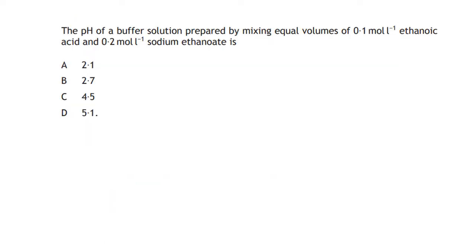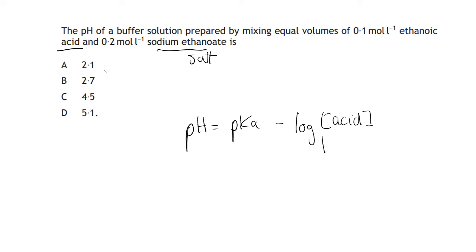Right, next one is a buffer solution. We've got ethanoic acid and we have got sodium ethanoate, and we've been asked to work out the pH of a buffer. Now, with the pH of a buffer, we are going to be looking at page 4 for that, and we've been given our acid and this is a salt. So for that, pH equals pKa minus log of acid over salt.